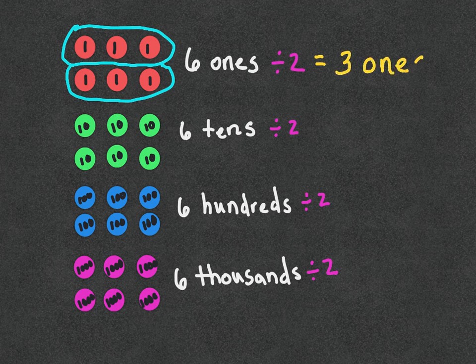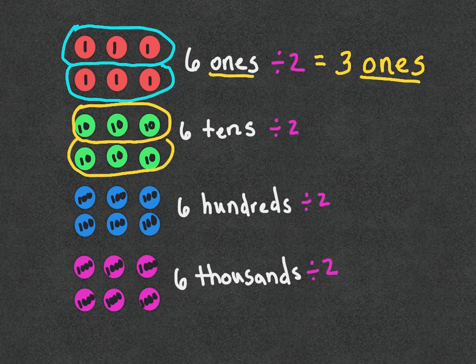Since we're starting in this problem with unit form, we want to answer in unit form. So that's why I have written out 3 ones, because that's what we have in our problem. Then we have the same thing going on in the next one. Except for ones, we have it in tens, and we're going to split this up into 2 equal groups. And so what do we have? We have 6 tens divided by 2, which is really 60, right? So then our answer would be 3 tens. Again, answering it in unit form.